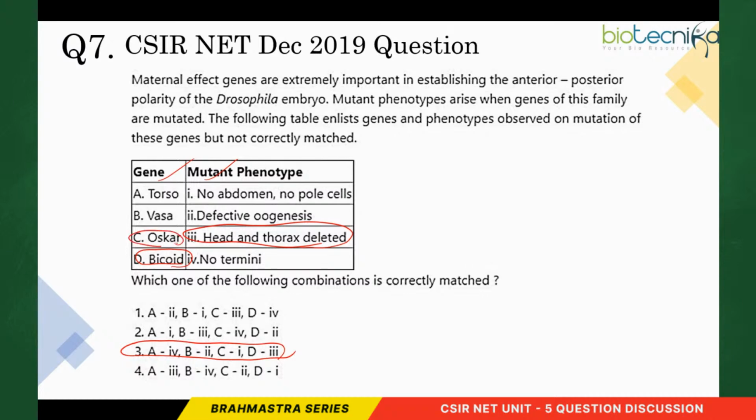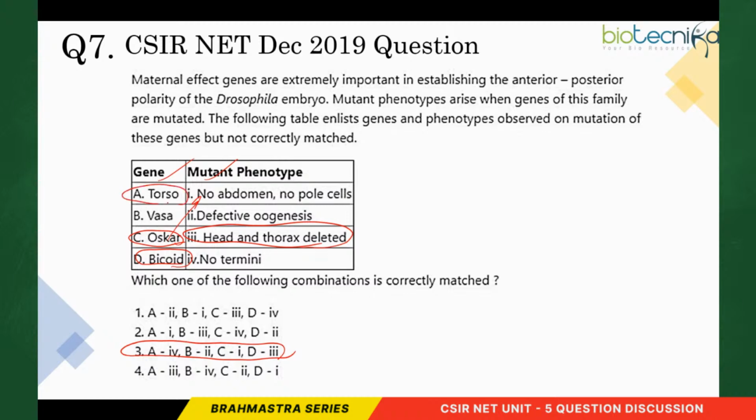We know that Oscar is acting as a scaffold protein for binding with nanos, and nanos is in the posterior side, which gives rise to abdomen. So that's why if Oscar is not there, there will be no abdomen. So C will be 1.